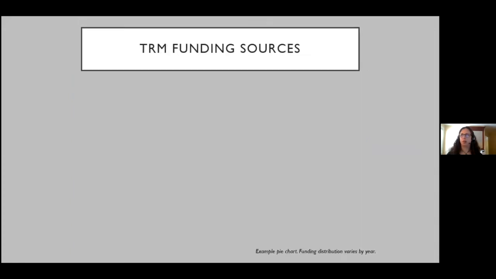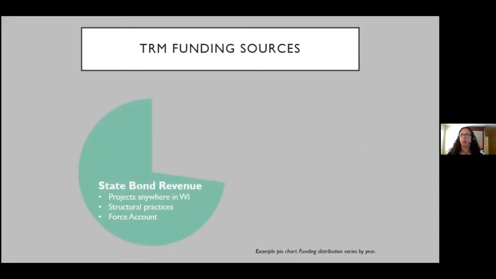So let's look at how the funding is allocated for TRM grants. By far, the majority of funding for TRM grants comes from state bond revenue. Bond revenue can be used anywhere in the state, but it can only be used for construction of structural practices or force account, or activities directly related to the construction of structural practices. It can reimburse nutrient management plans only when part of a project that includes construction of manure storage or barnyard runoff control.